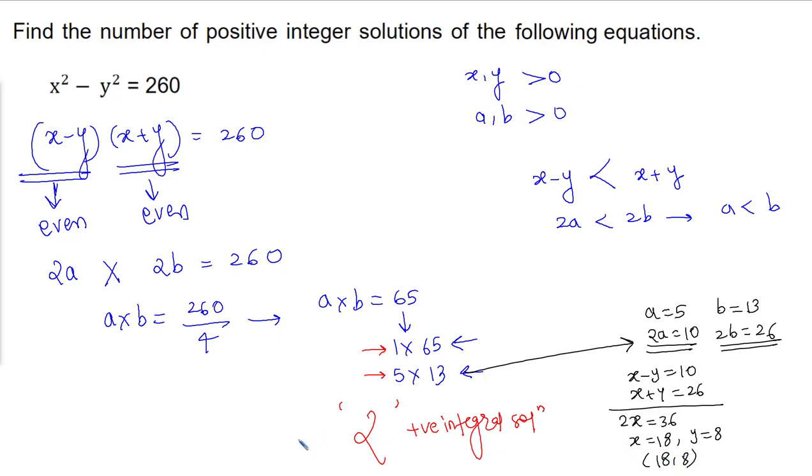Likewise there are two possible solutions. Out of these two, one of the solutions is (18, 8). You can see that 18 square minus 8 square is going to be 260. Likewise we can find the other solution. This calculation we are not supposed to do in the exam. This is for your understanding.